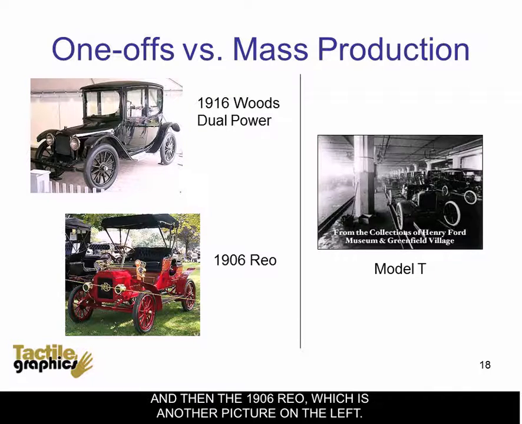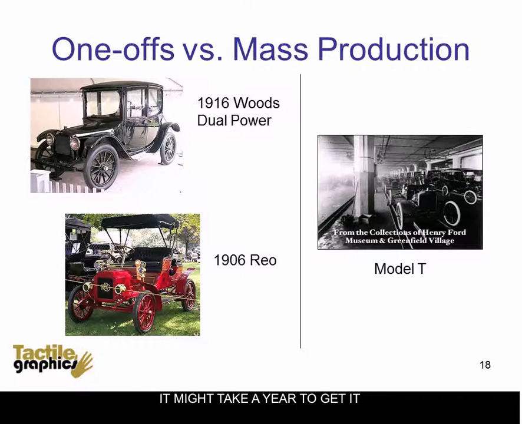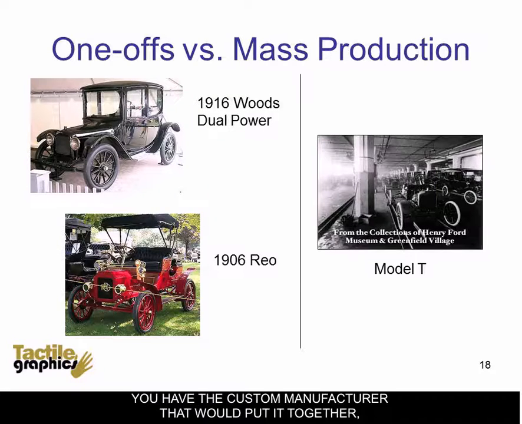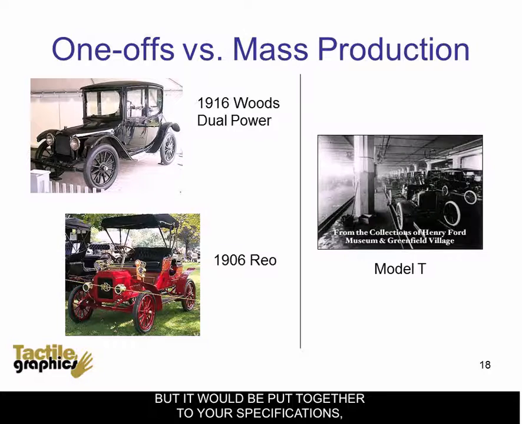And then the 1906 Rio, which is another picture on the left. It's, again, another beautiful automobile. Of course, if you ordered one of these automobiles, it might take a year to get it because you'd have to get in line. You have the custom manufacturer that would put it together to your specifications. You could pick a lot of the features that you wanted in the automobile. But only a few people had automobiles in those days, as there was no mass production.